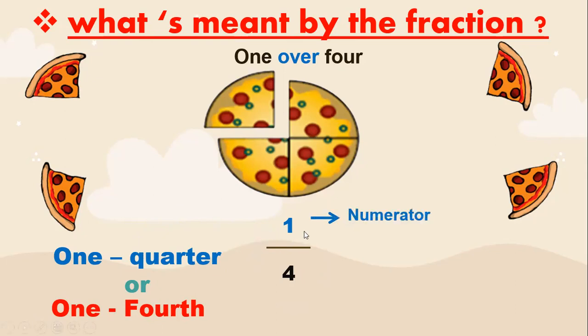The number at the top is called numerator, while the number at the bottom, or down, is called denominator, okay? D for down, denominator.